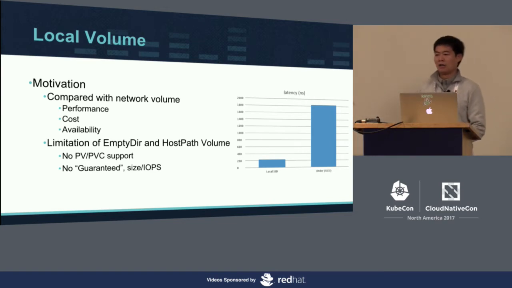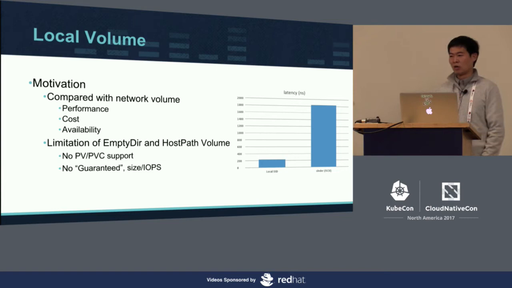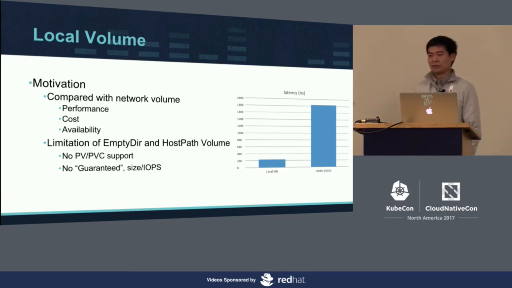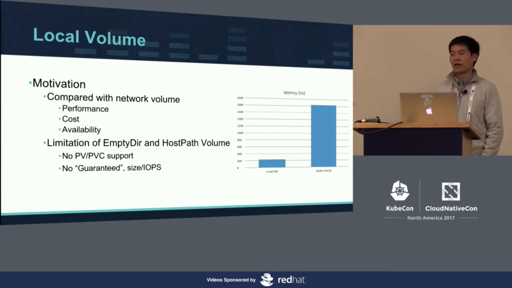Second is cost. We all know that commercial high-performance network storage is very costly. Third reason is availability. I think most of us will think that a single local SSD's reliability is not good, and compared with network volume, its availability is not good as well. But actually, nowadays most distributed databases manage data availability on their own. They usually have several copies on different nodes and different disks. That means data availability is guaranteed at the application level, so a single SSD's reliability is not a big issue now.